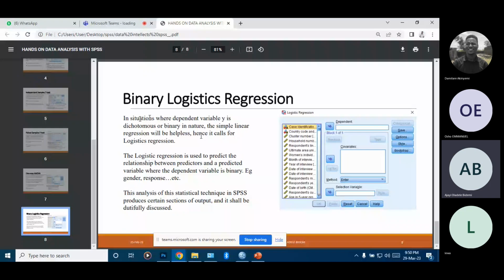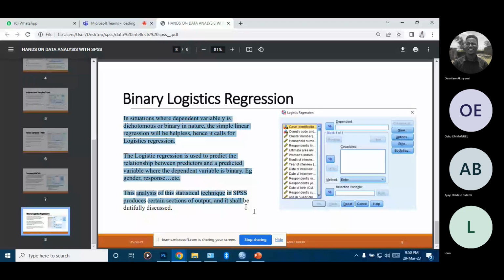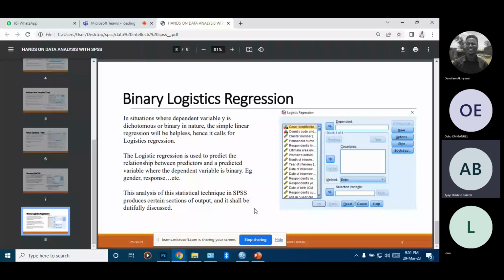Now, from my slide here, I said in a situation whereby the dependent variable y is dichotomous or binary in nature, the simple linear regression will be helpless. Hence, it calls for a logistic regression. Logistic regression is just to predict the relationship between predictors and a predicted variable, where the dependent variable is binary. Okay.